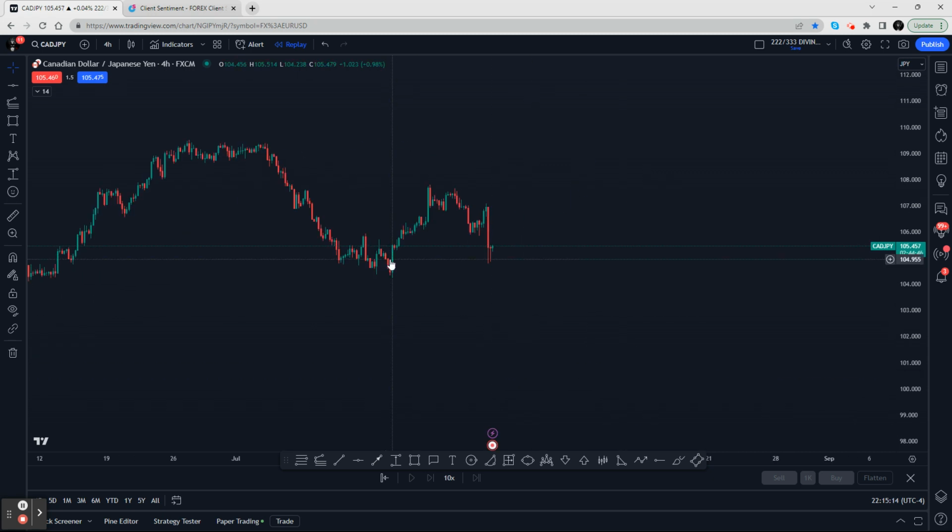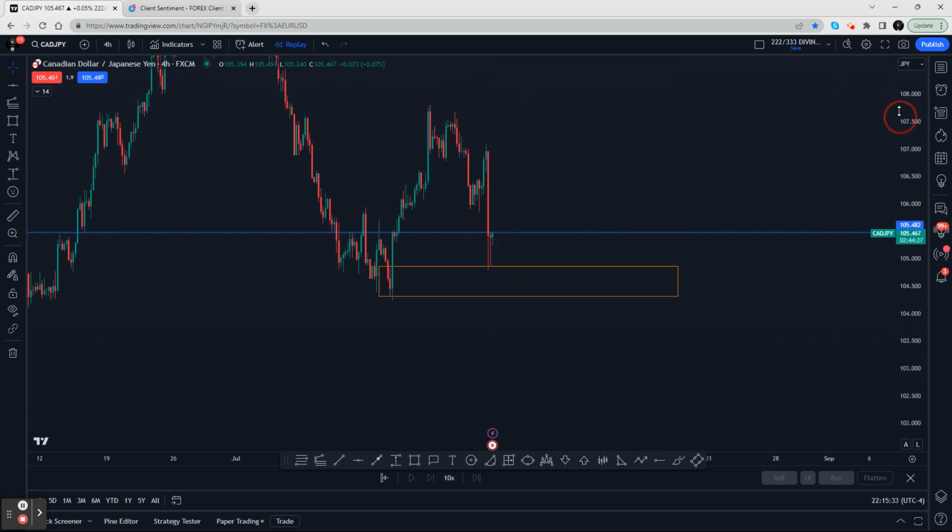All right, look what happened. Remember, this is a demand zone. Look how price is reacting to this zone. What we want to do now in real time is see price close above there. Of course, you got to keep an eye on this.